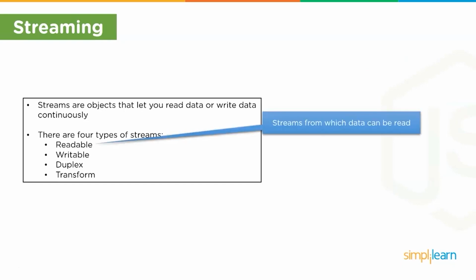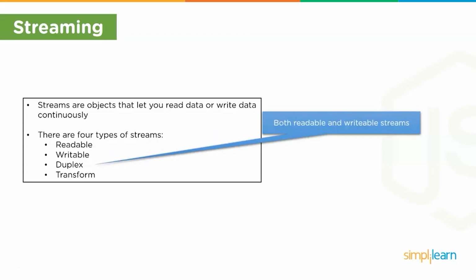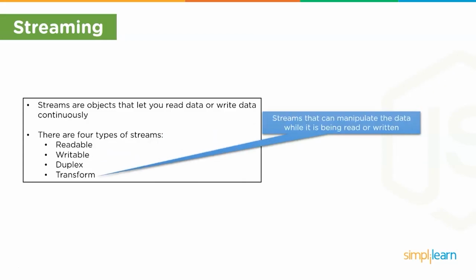First one is the readable. These are the types of streams from which data can be read. Writable, these are the types of streams to which data can be written. Duplex, these are both readable and writable streams. Lastly, we have transform. These streams can manipulate the data while it is being read or written.